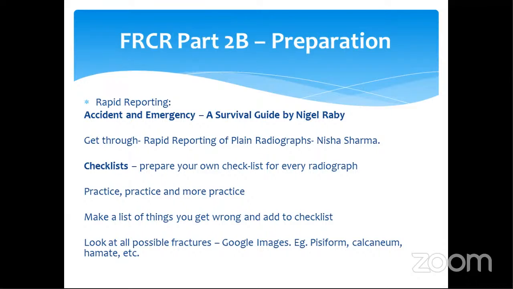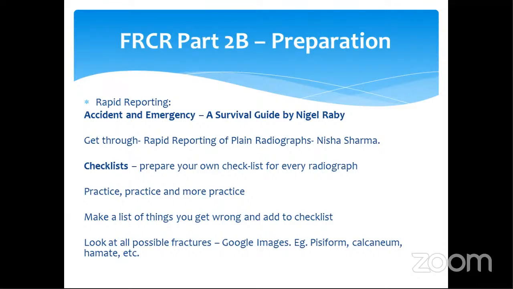When you are reading these books and solving the rapid reporting sets, it's important that you prepare your own checklist for every radiograph. You can also get basic checklists online. They are available on the Radiogyan website as well, and on some other FRCR related websites. So you can get them. Keep these checklists with you. You can print them out. You can paste them on the walls of your room, or you can keep them on your mobile to read while you are traveling. It's important to have checklists for each and every radiograph which can be asked.